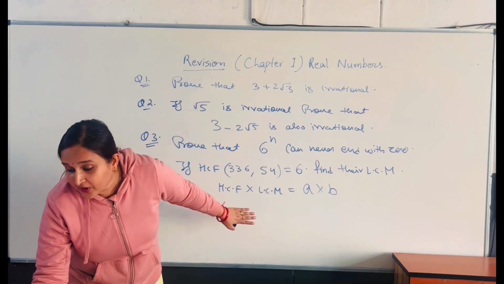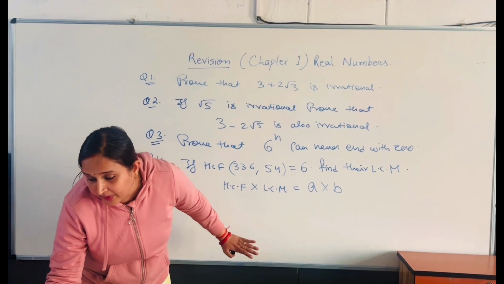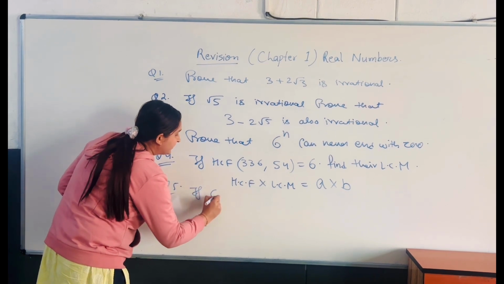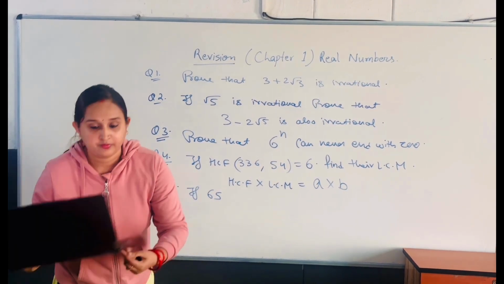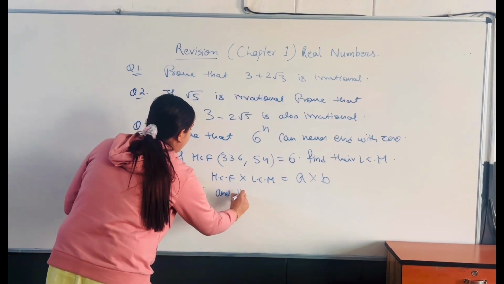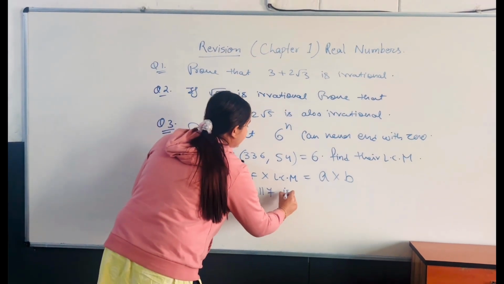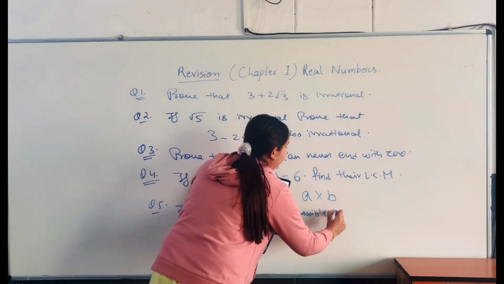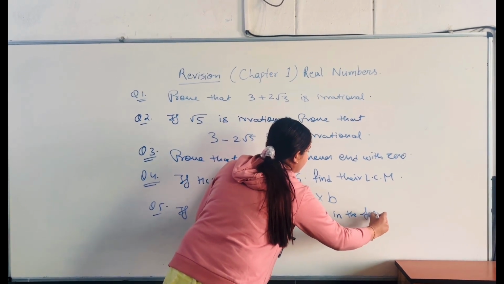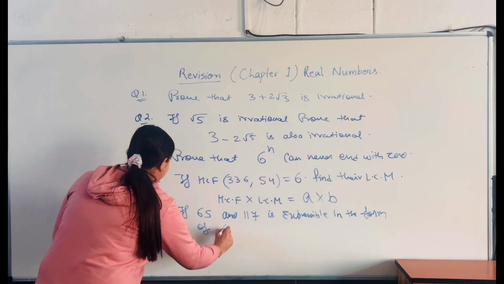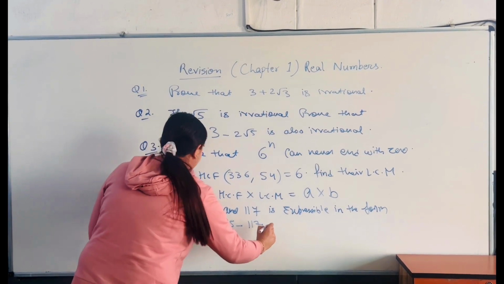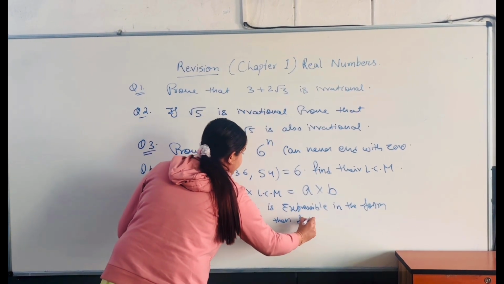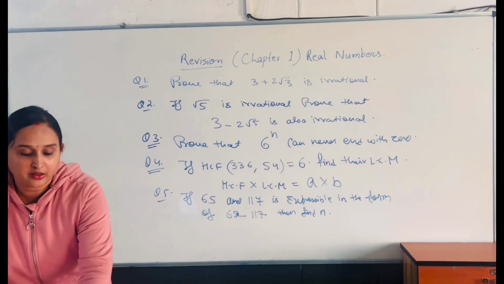Again, another type of question on the same pattern from HCF and LCM is, if the HCF of 65 and 117 is expressible in the form of 65n minus 117, then find n. So these are the questions.